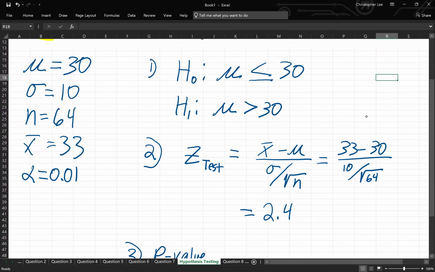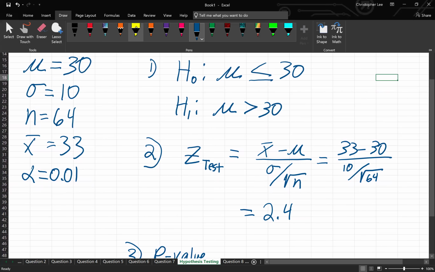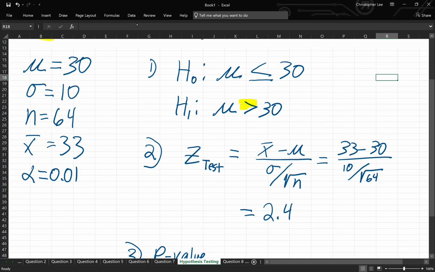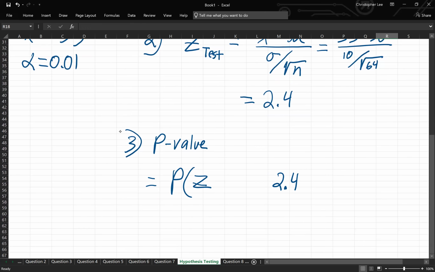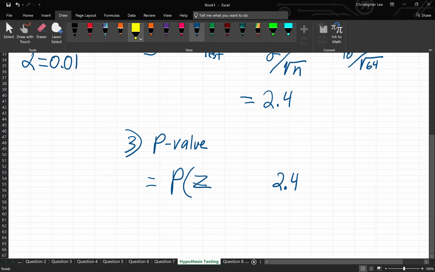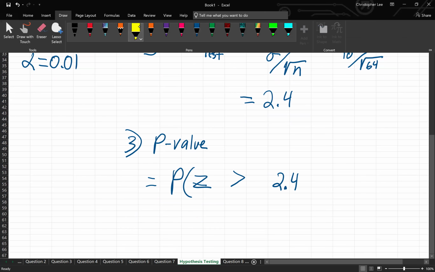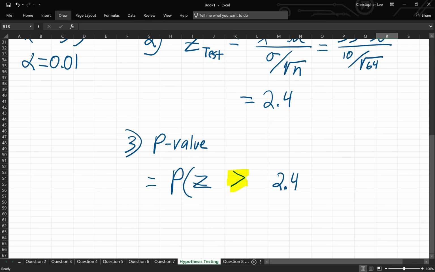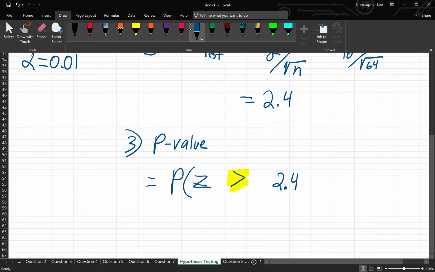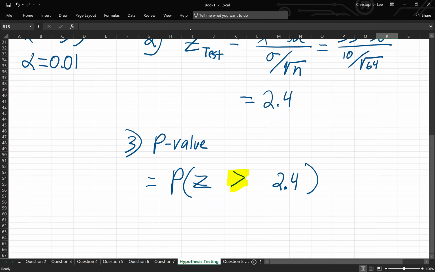How do I know what the inequality symbol is? It's always and forever going to be the same inequality symbol that's in the alternative hypothesis. So that's greater than. So this one's going to be greater than. It's going to match the alternative hypothesis. Just like that. All right?